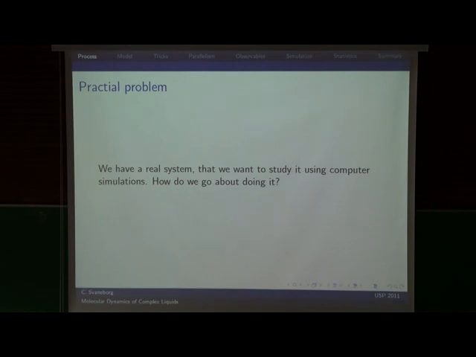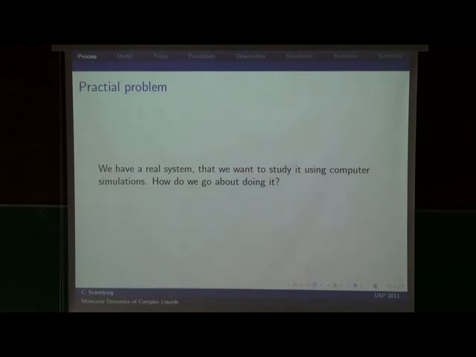So now I want to focus on, if you want to make a simulation, what do we need to do from a practical perspective? And if there's time, I'll end up doing a little geometry on my computer and analyzing it a bit for you. So the practical problem: we have some real system we want to study using computer simulations.